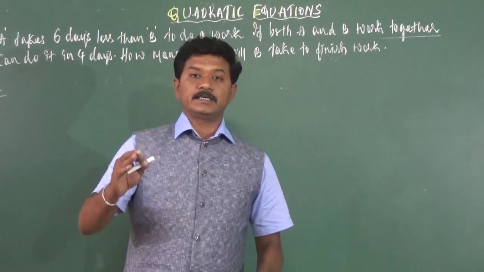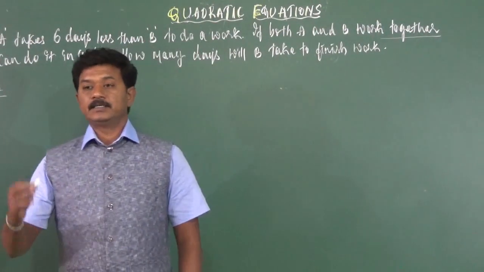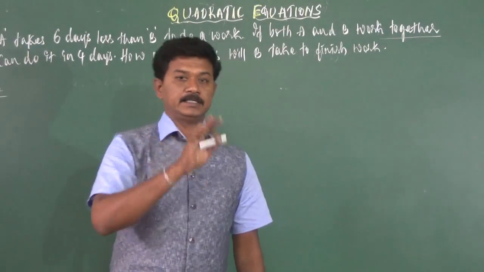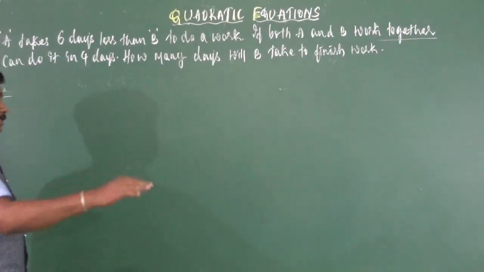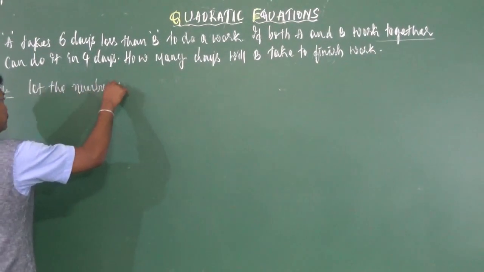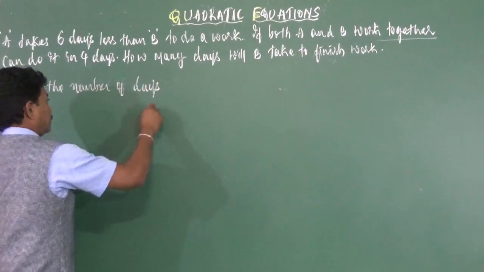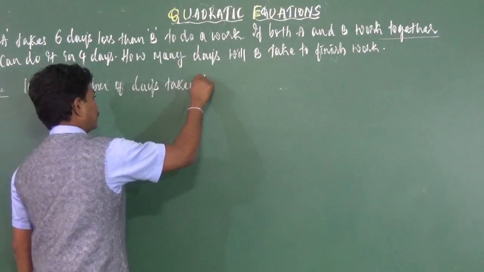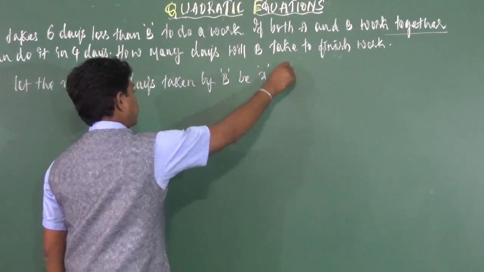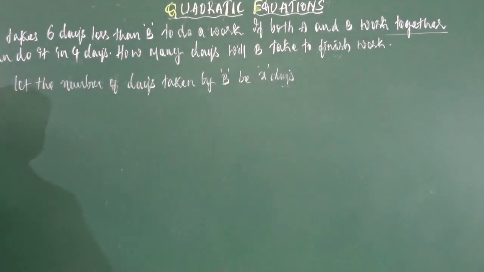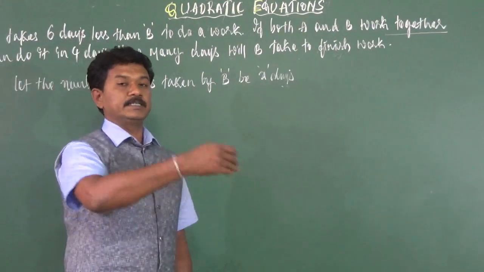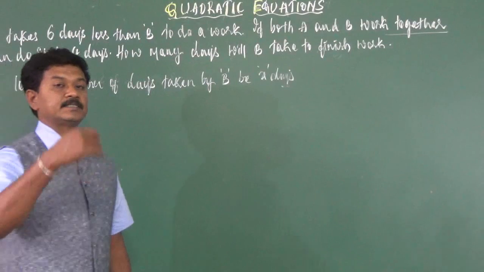So here let us guess the secondary party, that is B. Let the number of days taken by B be X days. Very important. Then the number of days taken by A will be, as B is taking X number of days, A is going to take 6 days less than that. So that will be X minus 6 days.